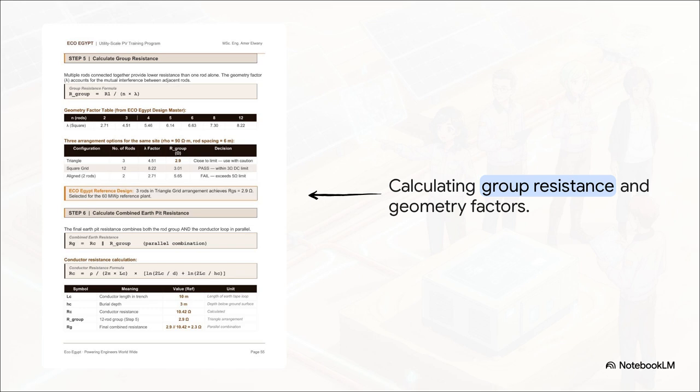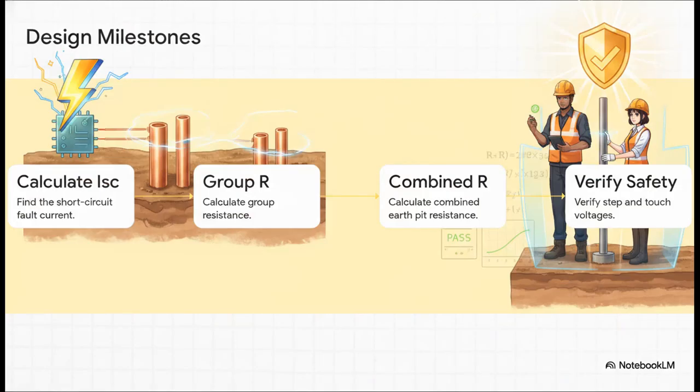You can't just keep hammering rods into the ground an inch apart and expect the resistance to just drop infinitely. No way. There's a geometry factor called lambda that accounts for the mutual interference between adjacent rods. If they're too close together, their electrical fields overlap, and they basically become useless. You have to mathematically calculate the group resistance based on their physical arrangement, and then combine that with your horizontal conductor loop. Let's quickly distill that 7-step process into its biggest milestones.